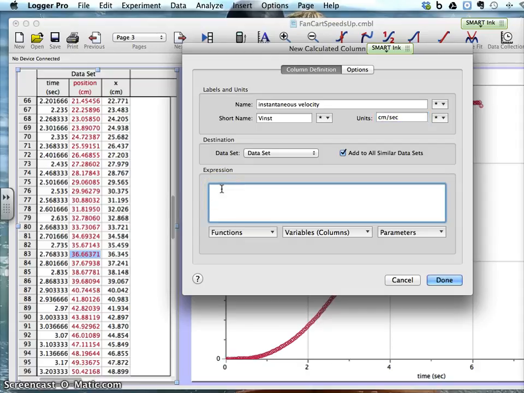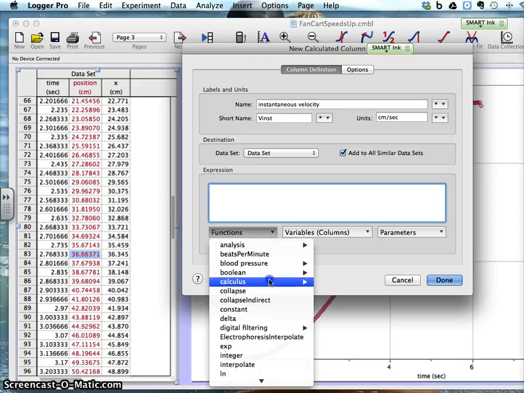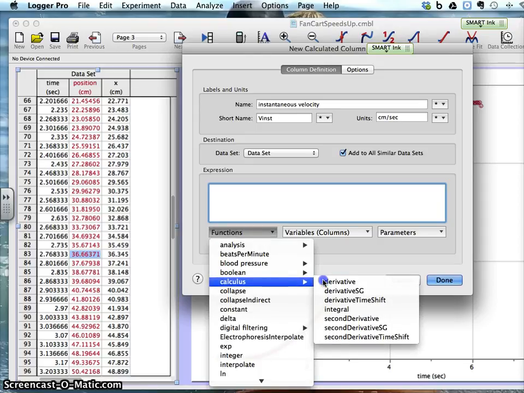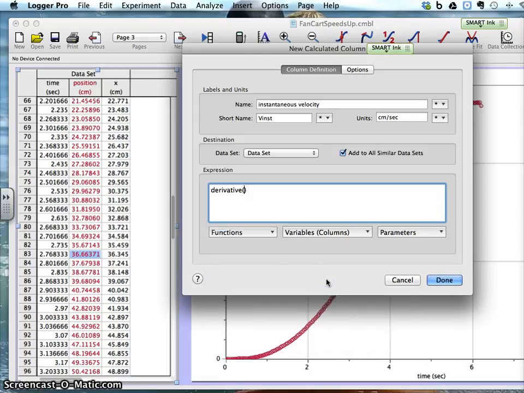Alright, so what we need is to tell LoggerPro how to take the slope of the tangent line everywhere. Right? We just got to figure out how to tell it to do that. And in calculus, there's a term for finding the slope of a tangent line. It's called a derivative. So you go functions, calculus, even though you may not be in calculus.